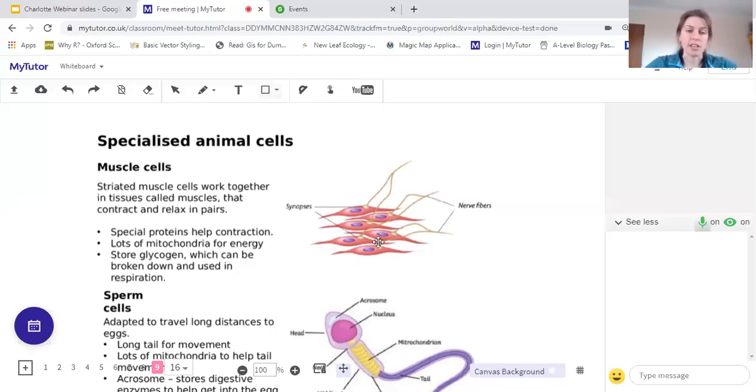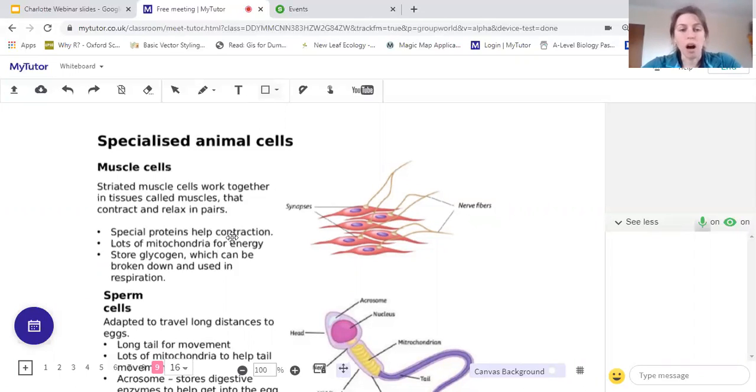And they work together in tissues called muscles that contract and relax in pairs. So for example, our biceps and our triceps are an example of an organ pair. So when you clench your arm, you can feel your biceps contract and your triceps relax.